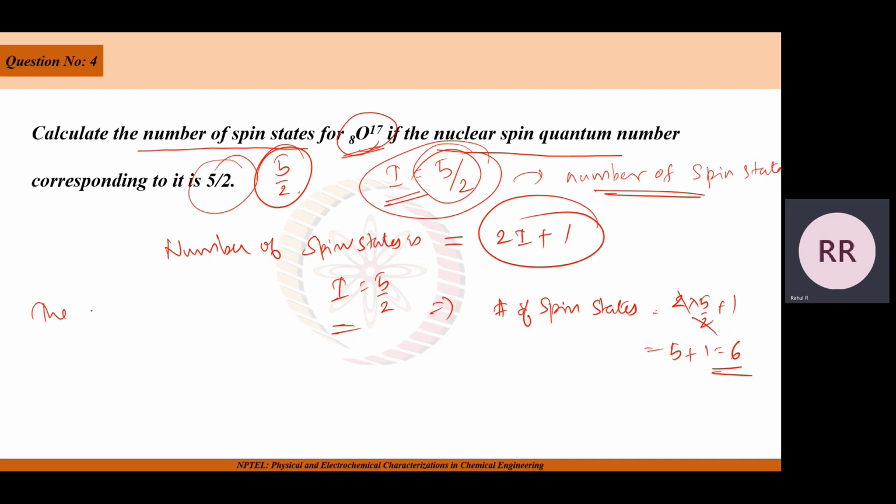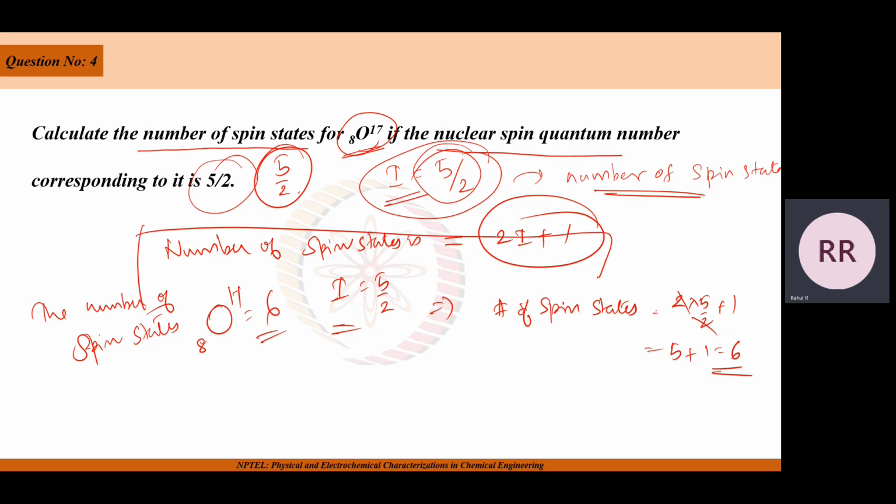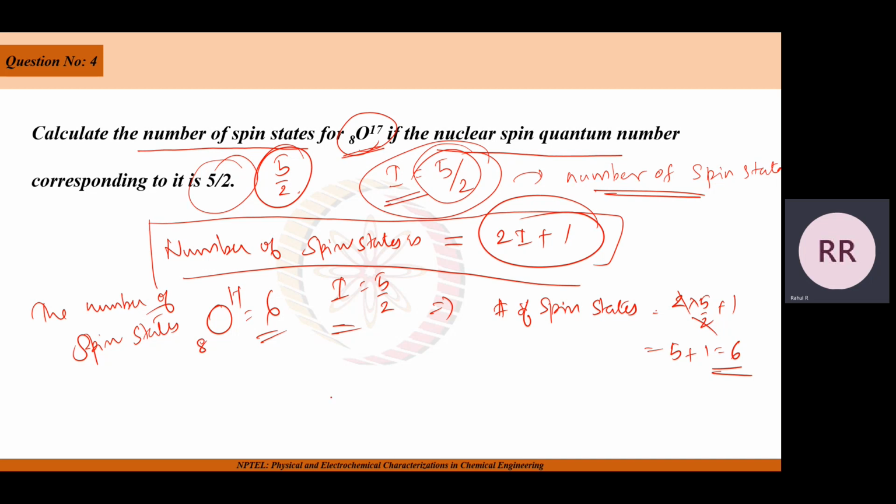Therefore, the number of spin states for this particular molecule O78 is 6. So this is a very easy, simple answer. And now you have to know this particular formula, which is nothing but this one: number of spin states is equal to 2I plus 1.